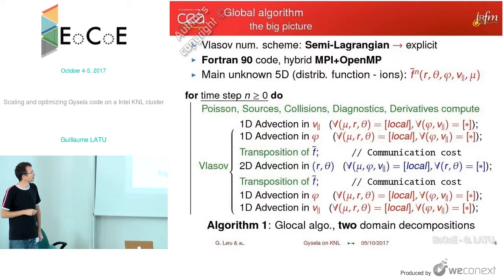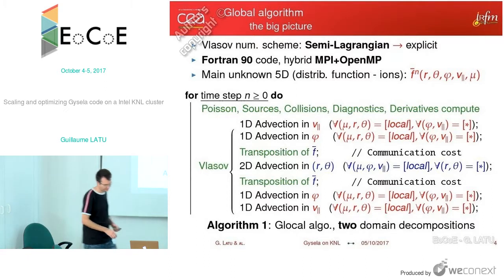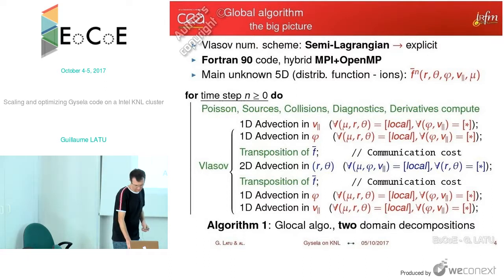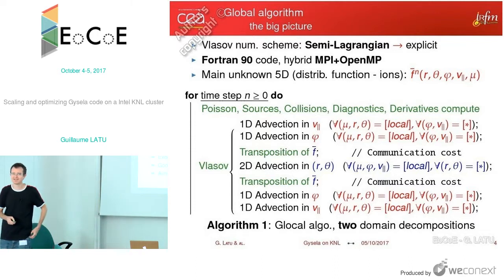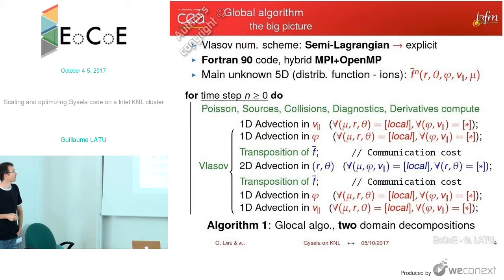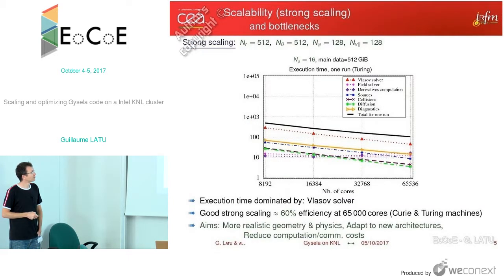And then we have another domain decomposition, along mu, phi, and v parallel. So it's different from before. We go on with the 2D advection along r and theta, and then go back with the transposition to perform the same kind of advection as before. So there is a big cost for this MPI communication, but let's say it remains reasonable.